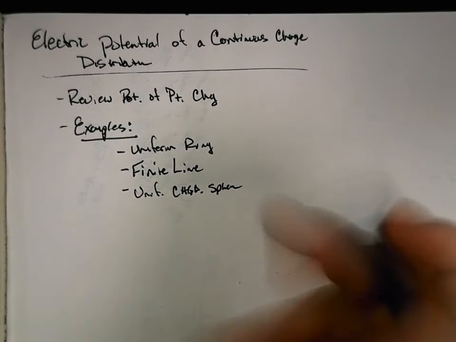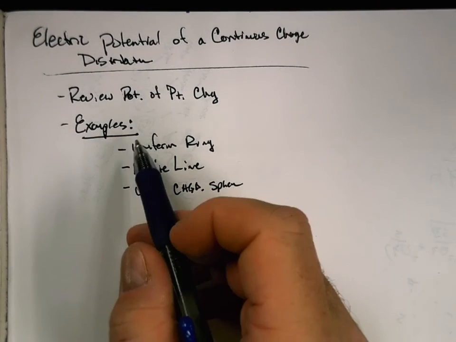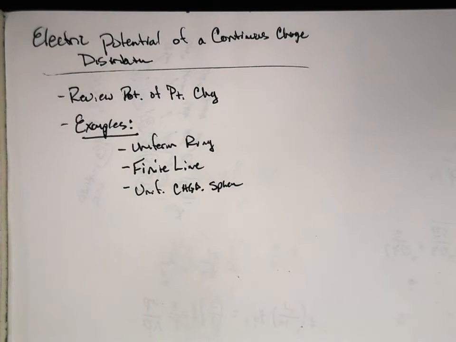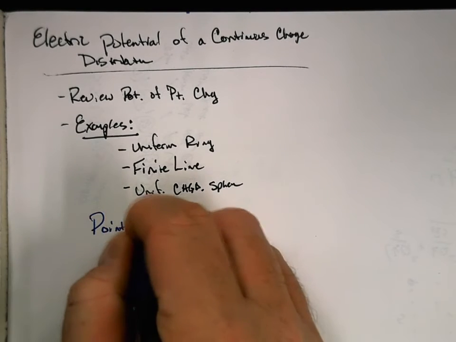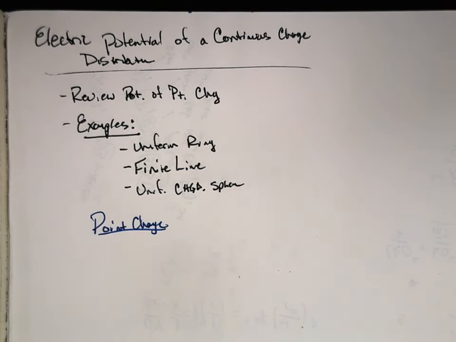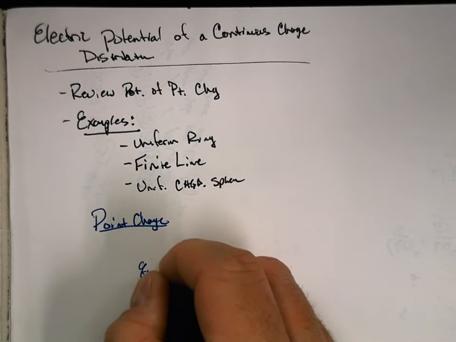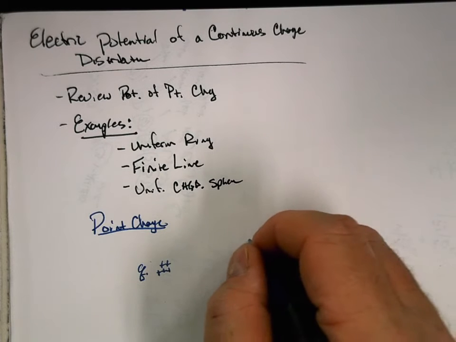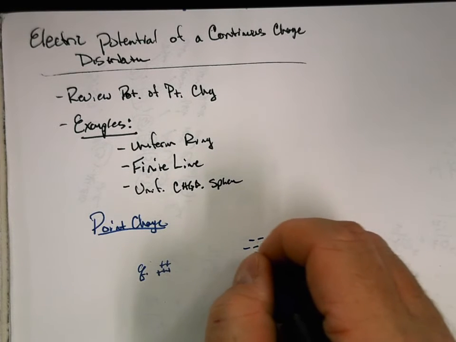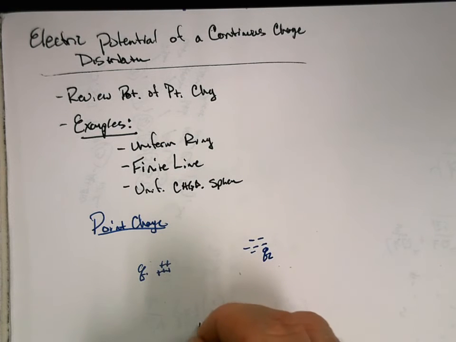All right, so we need to review the potential of a point charge, and then look at examples of other continuous charge distributions. So we're going to start with the point charge. Remember that we'll have a Q1 here. It's got some positive charge, and then we'll have a Q2. It's got some negative charge to it.